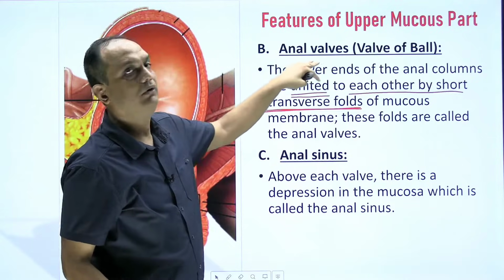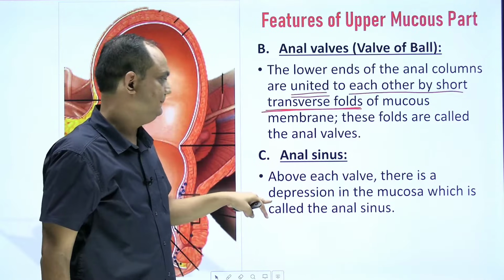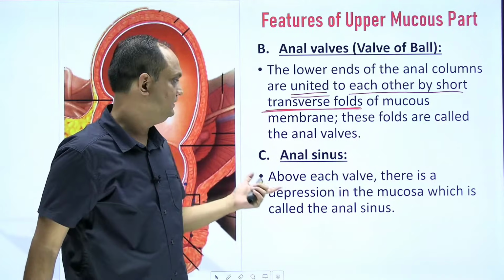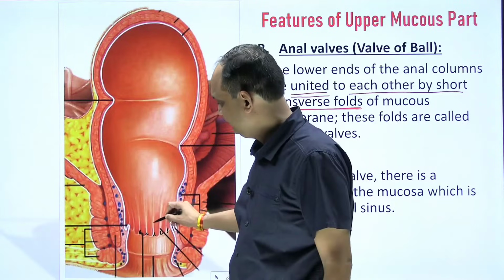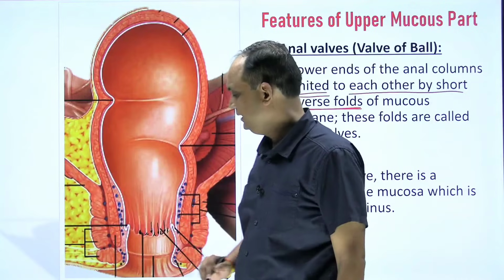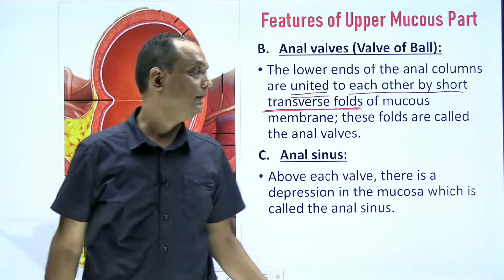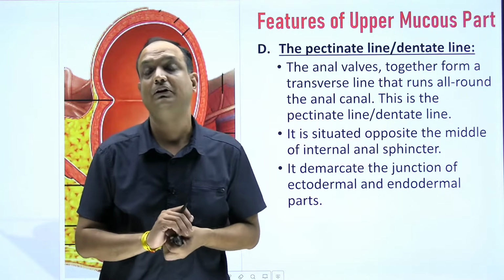So longitudinal columns are the columns of Morgagni, and the horizontal connection between the longitudinal columns is known as the anal valve. Now above each valve there is a depression, and that depression is known as the anal sinus. So whenever you have a valve, above the valve you will find a depression, and these depressions are known as sinuses. Then you will have the pectinate line or dentate line.